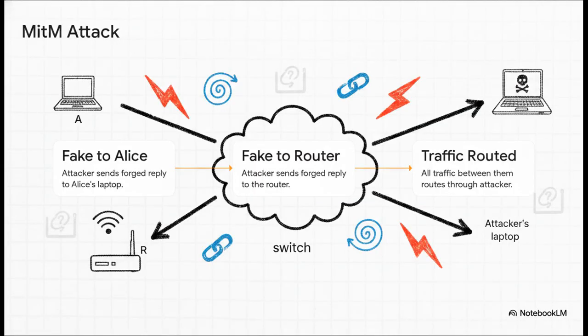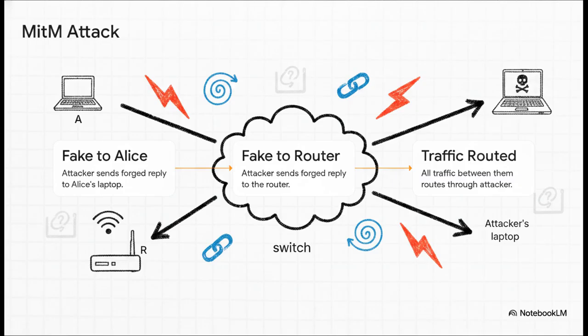Let's break down exactly how this sets up a full man-in-the-middle attack. Imagine 3 devices connected to the same switch. You've got Alice's laptop, the actual router, and an attacker's laptop. Step 1, the attacker sends that forged reply to Alice's laptop, completely tricking it into thinking the attacker is the router.